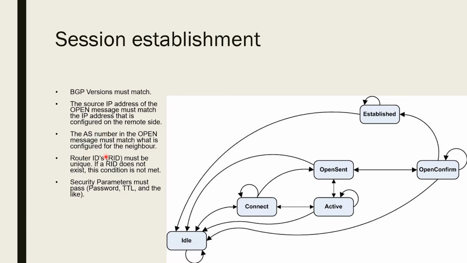If they aren't unique, then we don't form the session, because router IDs are used later on in the path selection as a tiebreaker. And so if you have identical router IDs, that can break some things. And then finally, you've got the security parameters that need to match.